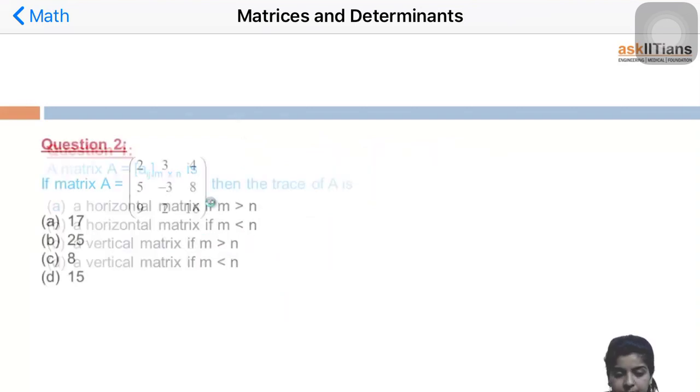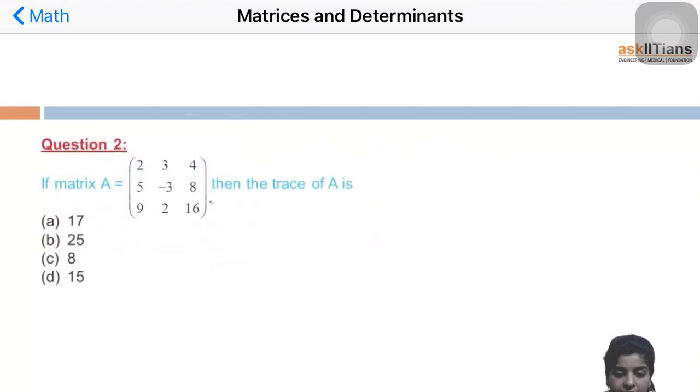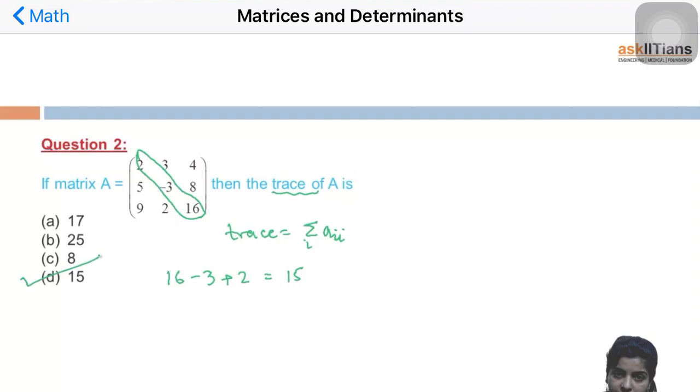and you'll be able to attempt the questions very easily. Second question I have is, if matrix A is this, then the trace of A is equal to, now trace again is an important concept as I discussed, trace is equal to summation aii. Summation varies over i, which means the summation of diagonal elements. Sum of all these elements will be the trace of the matrix. So what is the trace? 16 minus 3 plus 2, which means 15. So this is the correct option.